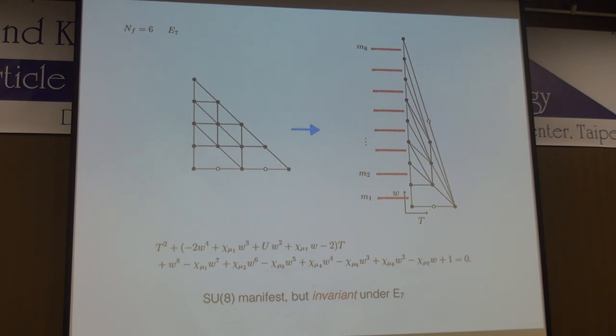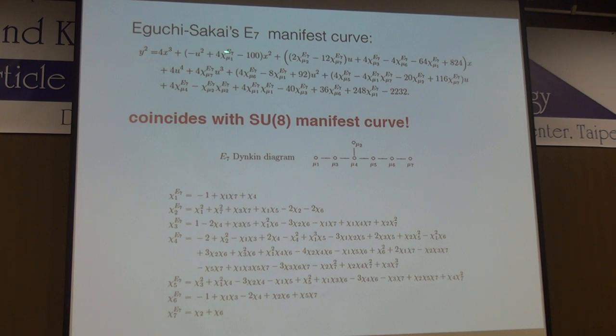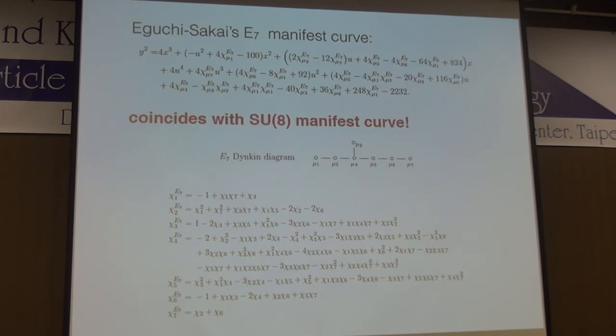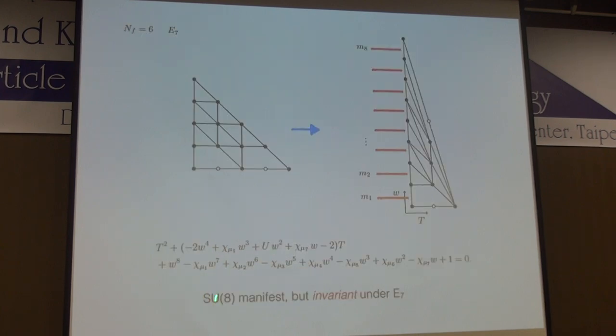The way we see this E7 invariance is that we look at the Eguchi-Sakai E7 manifest curve. This is an elliptic curve, and we write its J invariant, with all the characters of the E7. You decompose E7 into SU8 and write this, and then you can compare with the J invariant of this curve, and you can see that they exactly coincide with each other. So in this way, we can see that there is an E7 symmetry for this sixth flavor. Although this is manifestly SU8, the symmetry is actually E7 invariant.